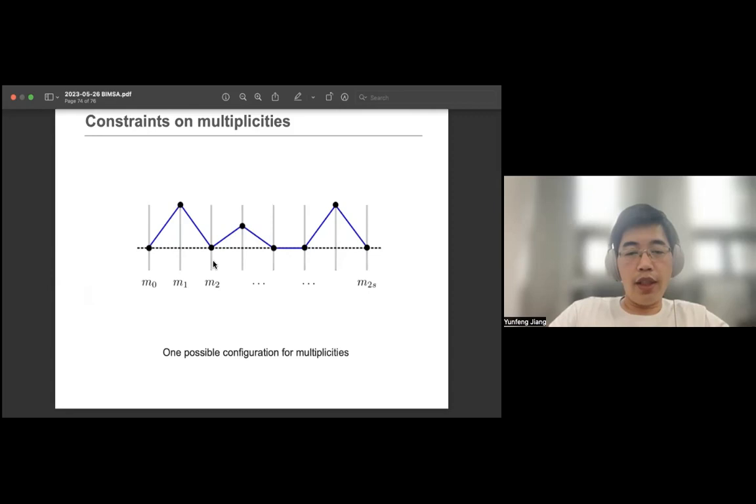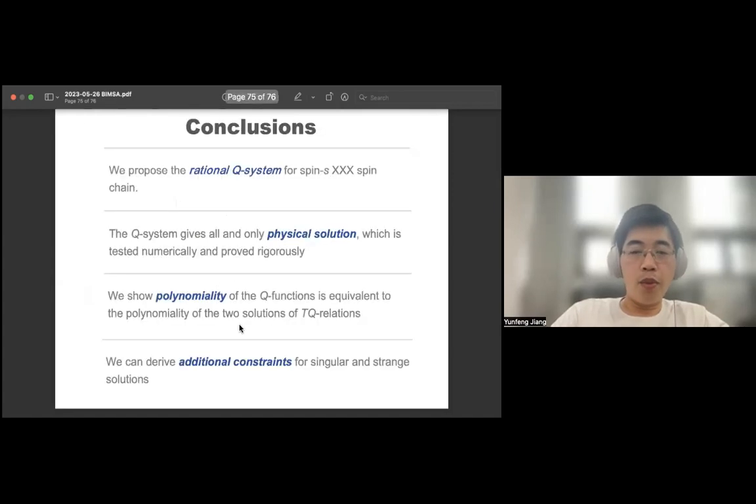So we find that the allowed M's have to form a certain pattern, namely they need to form this peak, and they are constrained. So you need to go up, and then you must immediately go down, and you can be flat, but there are no other possibilities. So this is one possible configuration for the multiplicities. We would like to understand this part a bit better.